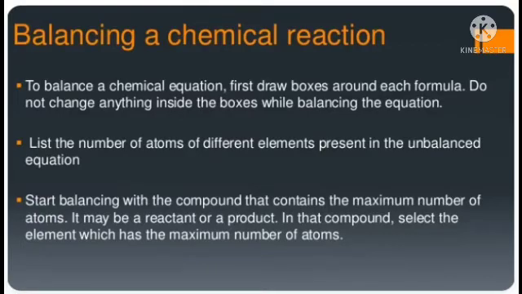Balancing a chemical equation. To balance a chemical equation, first draw boxes around each formula. Do not change anything inside the boxes while balancing the equation. List the number of atoms of different elements present in the unbalanced equation. Start balancing with the compound that contains the maximum number of atoms. It may be a reactant or a product. In that compound, select the element which has the maximum number of atoms.